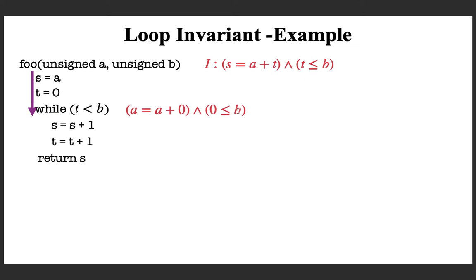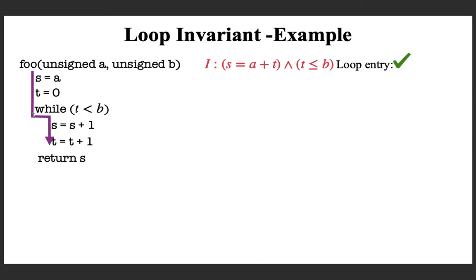This is the equation. Now you can rewrite it as A is the same as A, because plus 0 is this, and this equation, and note that B is an unsigned integer, which is always greater than or equal to 0, and so the equation is true. So we proved that this condition is true at the point of coming to this loop, that is, at loop entry this condition is true. What about the loop exit?